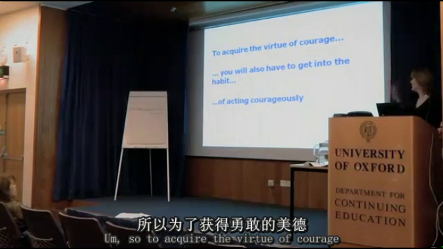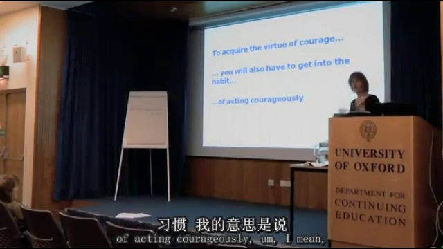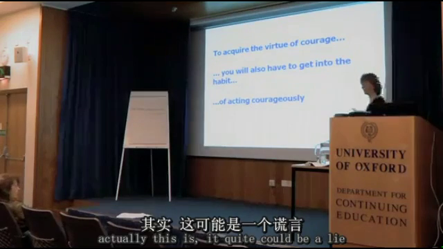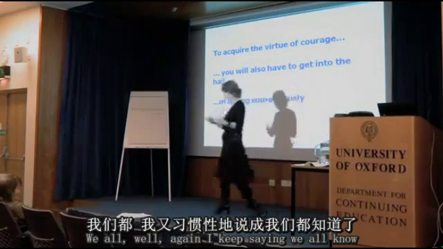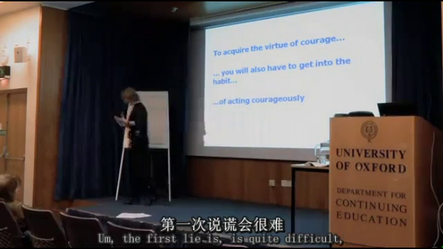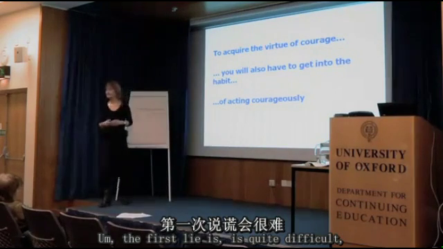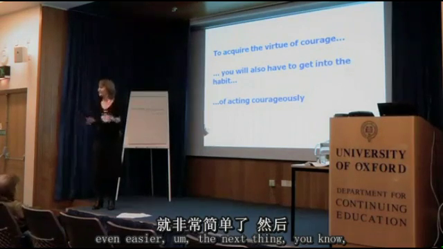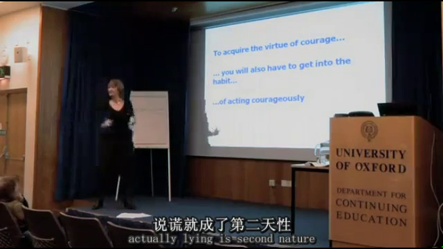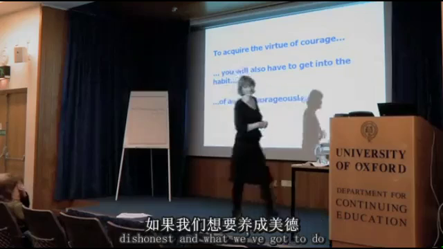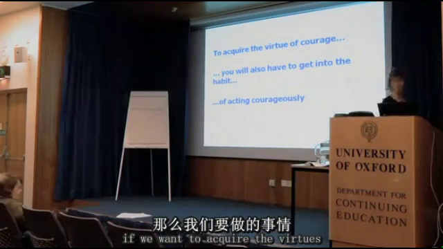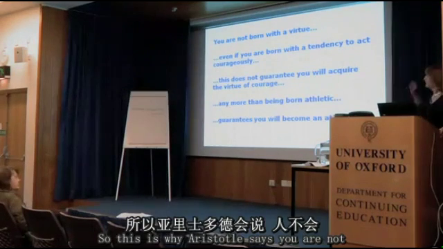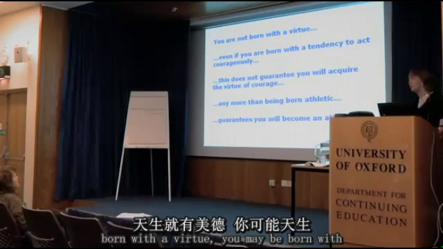So to acquire the virtue of courage, you've also got to get into the habit of acting courageously. I mean, actually, it's quite good with a lie. We all, well, again, I keep saying we all know, but perhaps you don't. I've got to give you that. The first lie is quite difficult. Second one's a bit easier. Third one's even easier. The next thing you know, actually lying is second nature. We can get into the habit of being dishonest. And what we've got to do if we want to acquire the virtues is to get into the habit of being honest. So this is why Aristotle says you're not born with a virtue.